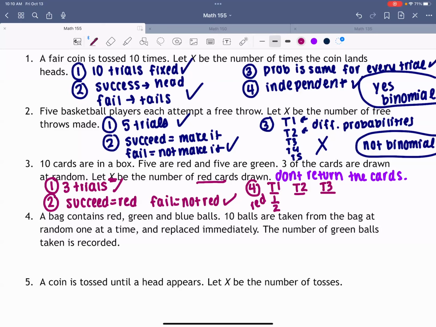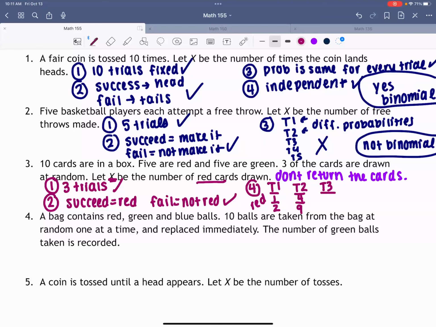What do you think my probability of getting a red card in trial 2 is? Well, I have 9 cards in my box. How many are red now? Yes, should be 4. I saw you raise your hand. Yes, 4, right? There are 4 red cards because I took out a red card and I didn't put it back. Now the probability of taking out a red card is 4 out of 9, which is different than a half, okay?